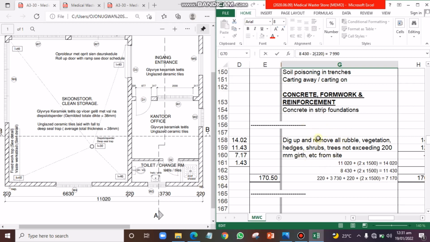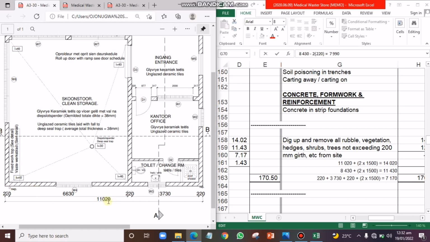The estimator, or the taker, the person that is taking off, that has prepared this material, made an assumption of 1,500 to be the working space that will be added at each side of the length and width of this structure. So at this point, you'll be adding a working space of 1,500. At this other point as well, you'll be adding an additional space of 1,500 to take care of your topsoil excavation.